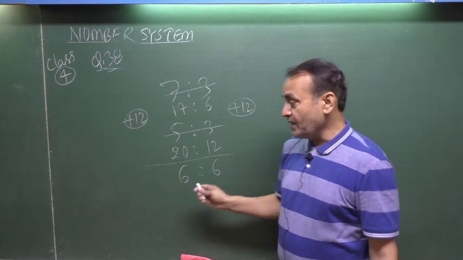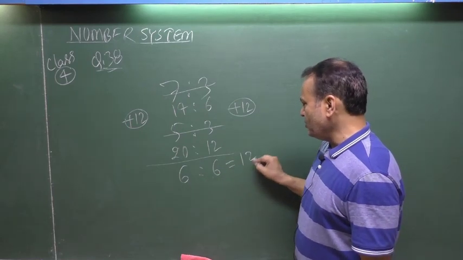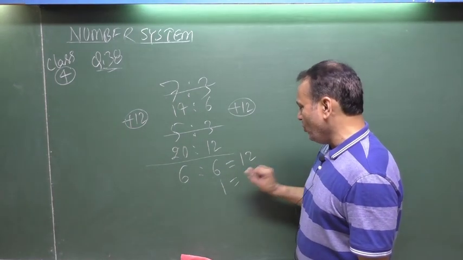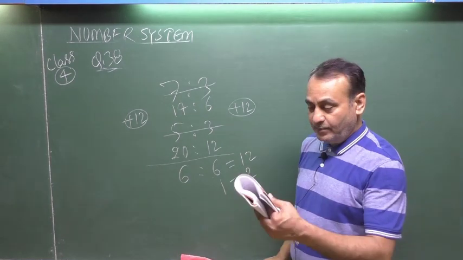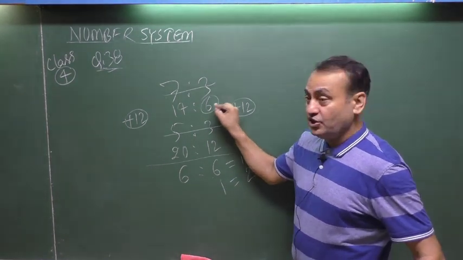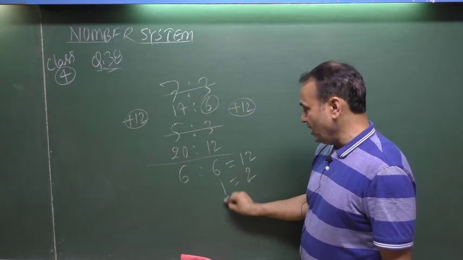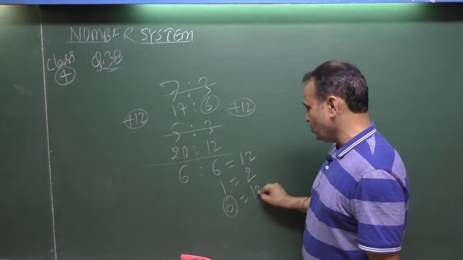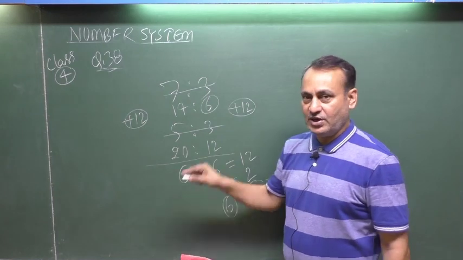That means see here, both units are equal now. 6 equals 12, so 1 equals 2, and then point out the smaller number. Now this is your smaller unit, that means 6 units equals 12. This is your answer. Note down.